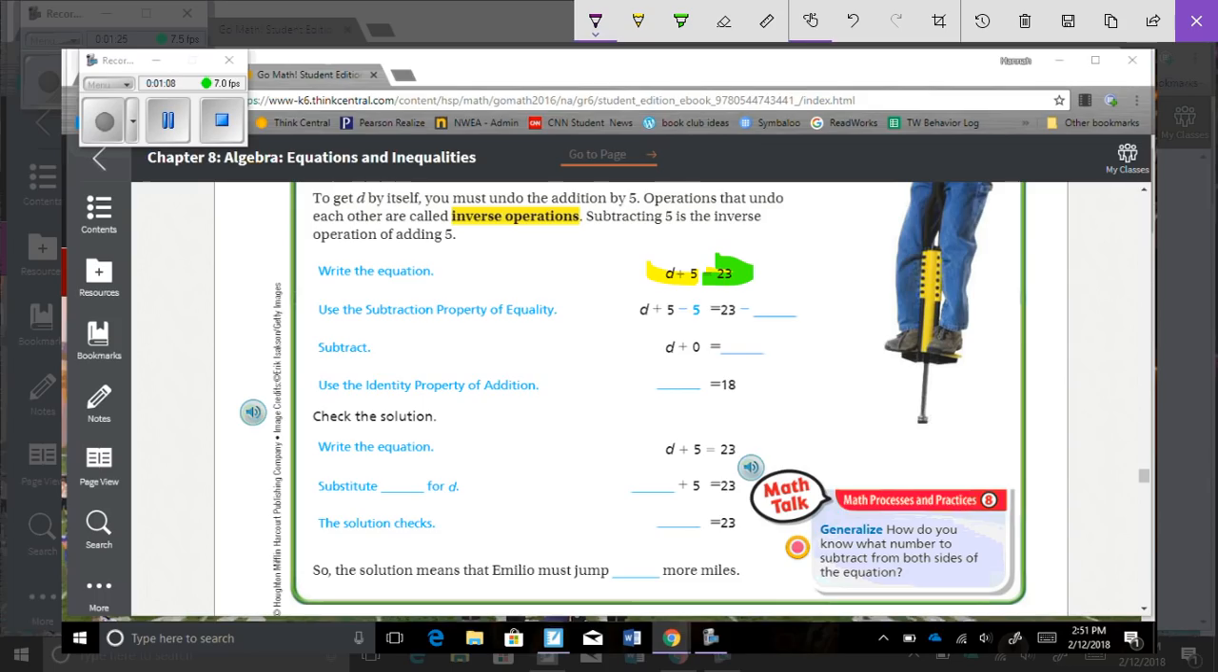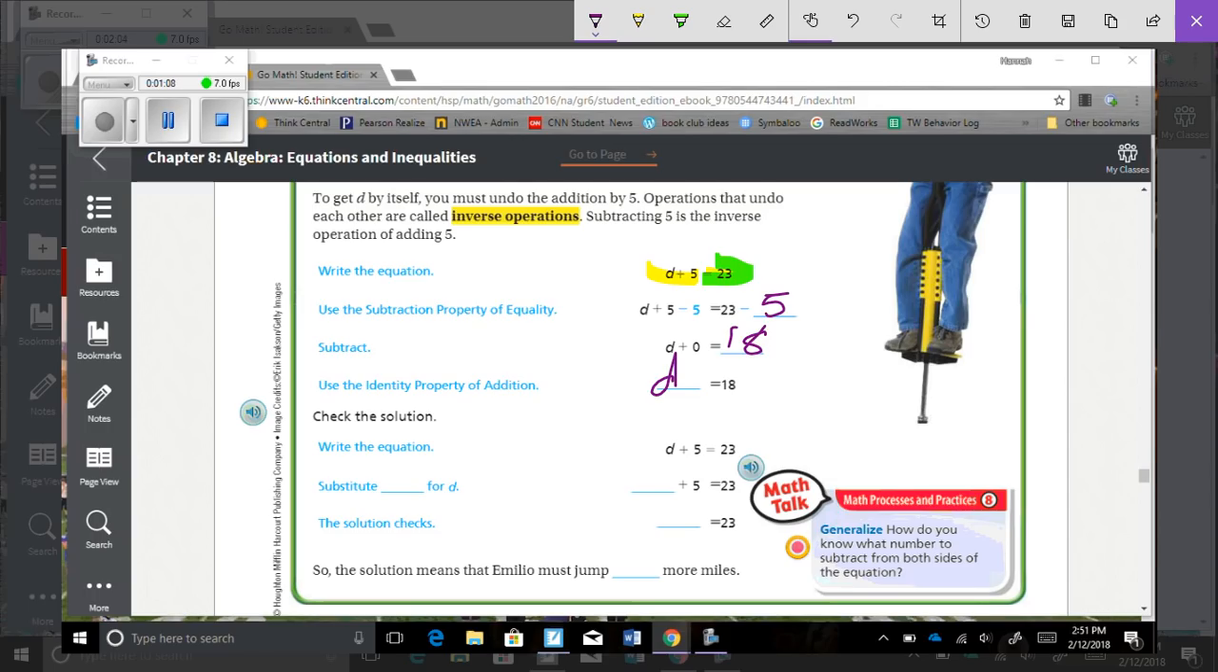So use the subtraction property of equality. We're just going to subtract 5 from both sides. So we're going to take d plus 5 minus 5 equals 23 minus 5. As long as we make the same change to both sides, we can do that. So now we have d plus 0 equals 23 minus 5, which is 18. So now we have d equals 18, because the identity property of addition says a number plus 0 will always equal that number. So d plus 0 is the same thing as d equals 18.